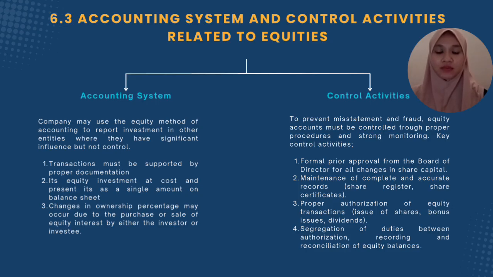Lastly, there must be segregation of duties. This means different people handle authorization, recording, and checking to reduce the risk of fraud. Overall, these controls help ensure that equity transactions are accurate, transparent, and properly monitored.